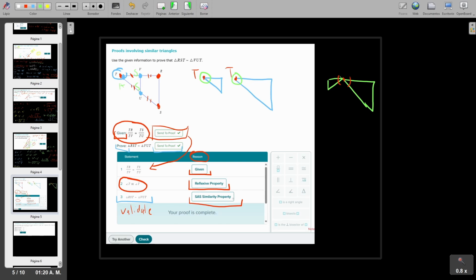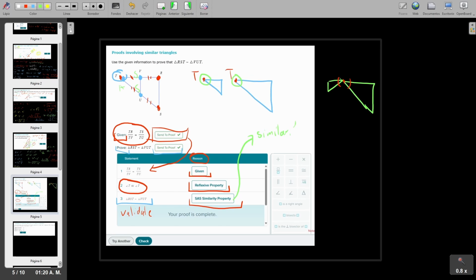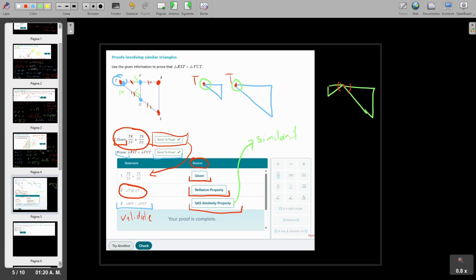Remember, in this part you always need to write the similarity property, be it as SAS or as AA property. But remember always similarity. Okay? Now we can continue to the next one.